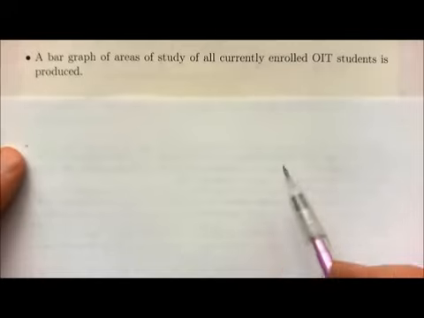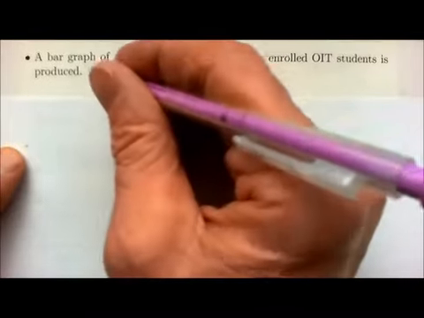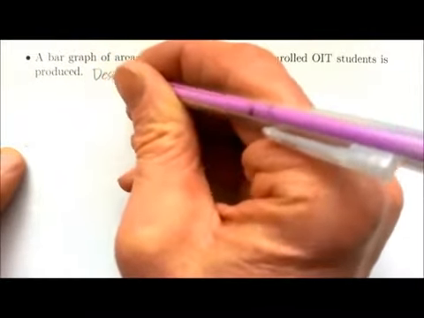For our next example, let's suppose that we look at all the currently enrolled students at OIT, and we create a bar graph showing the areas of study. We'll break it up into something large like engineering, health science, social science, or something like that. But if we create a bar graph showing the areas of study of all the currently enrolled students, then we're not sampling. We're looking at the entire group, and we're just summarizing their majors or areas of study. So that would be an example of descriptive statistics.